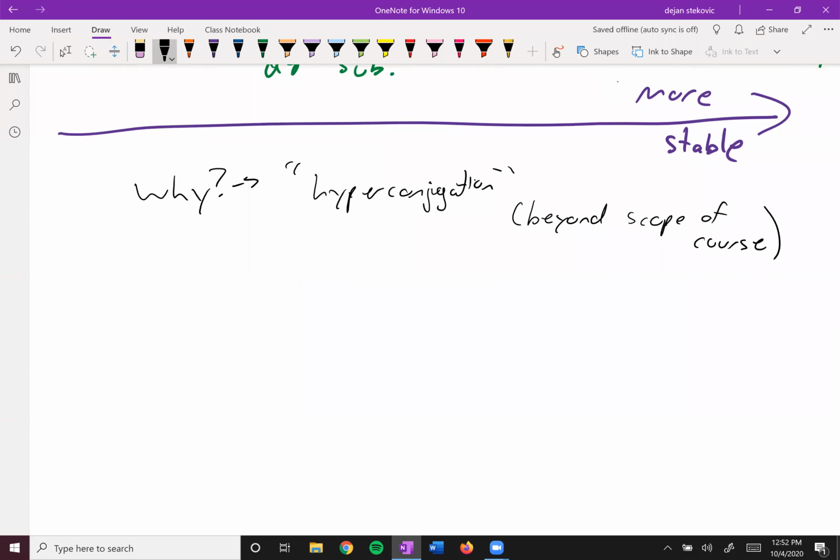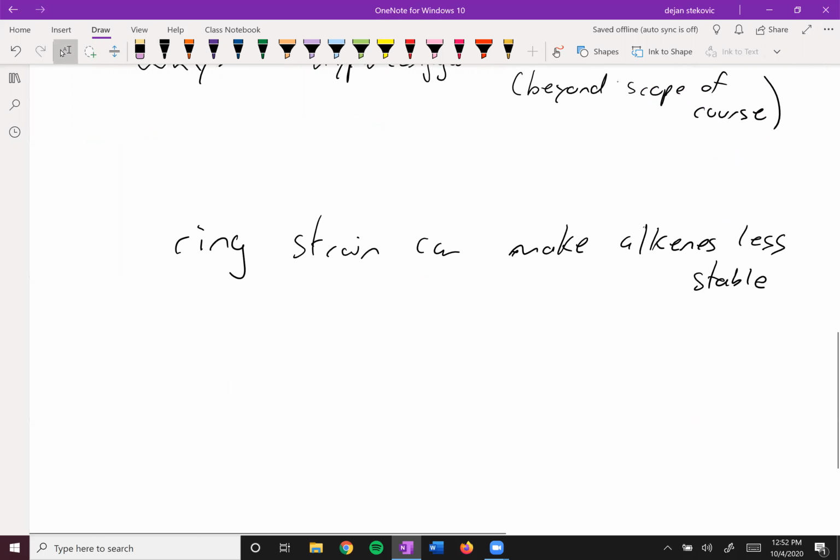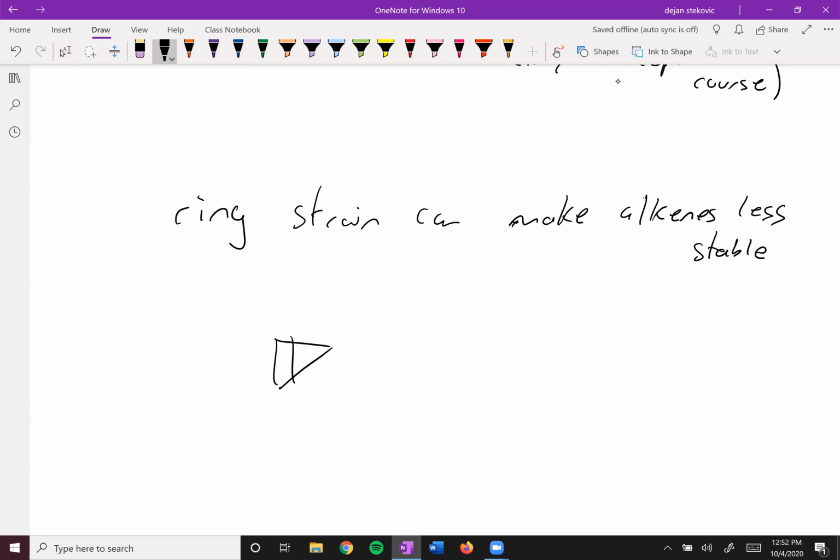And then, of course, you have to take in other factors as well. Something, for example, is like ring strain. Ring strain can make alkenes less stable. So, for example, if you did cyclopropene, if you think about the bond angles involved in this alkene, it's not going to be very stable at all. And even cyclohexene is going to be less stable than a regular alkene would be. So just some things to keep in mind when it comes to alkenes.